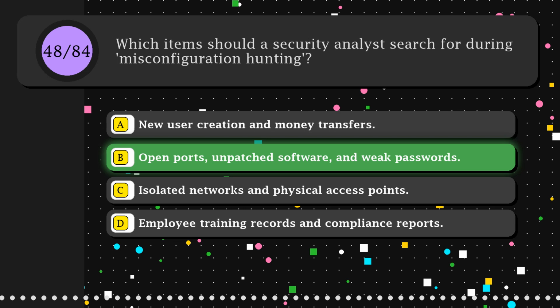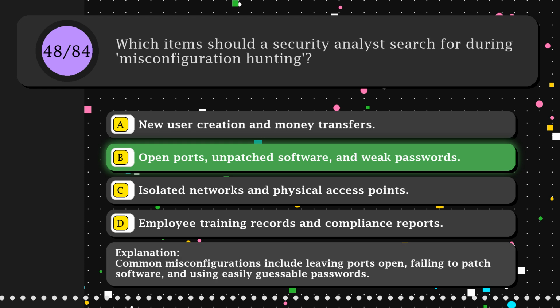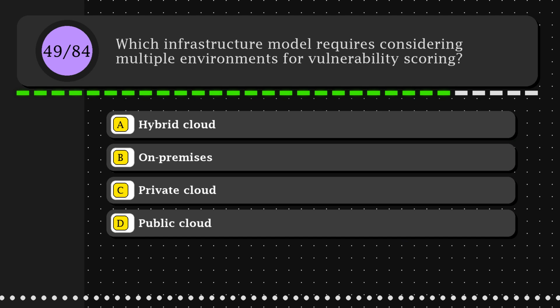The correct answer is option B, open ports, unpatched software, and weak passwords. Common misconfigurations include leaving ports open, failing to patch software, and using easily guessable passwords. Question 49. Which infrastructure model requires considering multiple environments for vulnerability scoring?